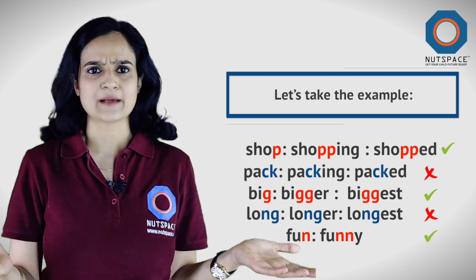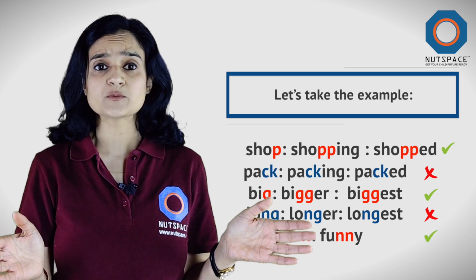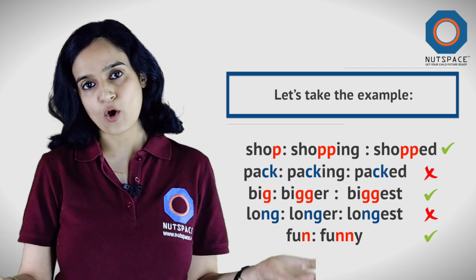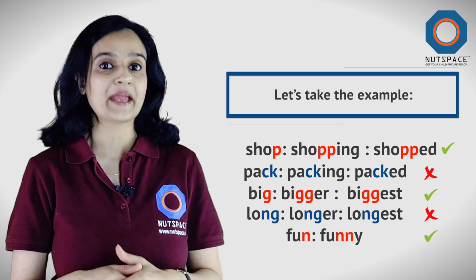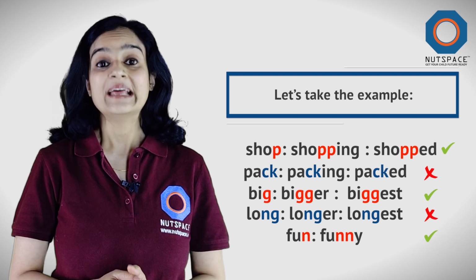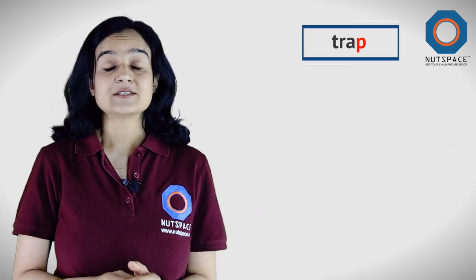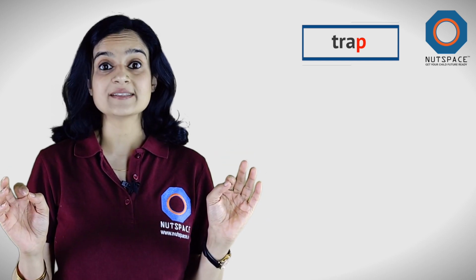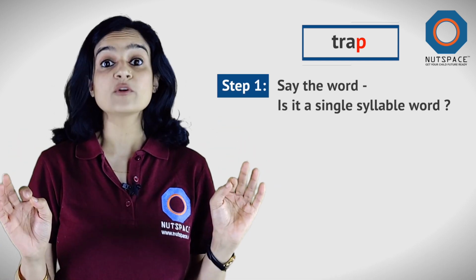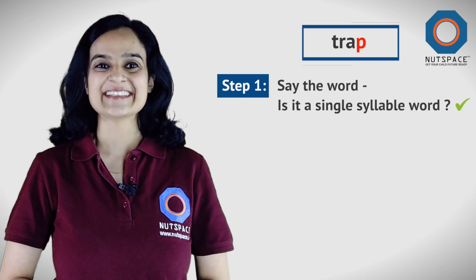Now, let's practice some more. Okay, so we're going to take some more examples. Let's take a few base words and let's add some more common endings and see if the rule is applying or not. This is just for extended practice for all of you. Let's take the word trap. Does the rule apply? So, the best way to figure out is to say the word out loud and figure out if it's a single syllable word. Trap. Yes, it's a single syllable word.